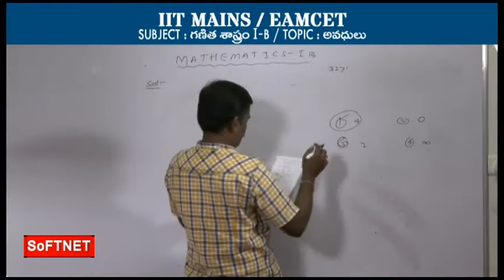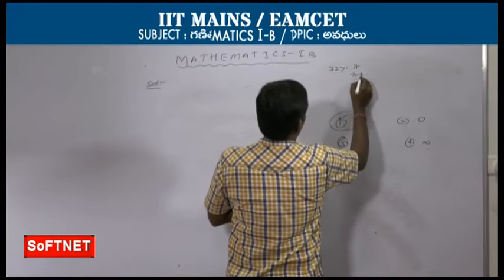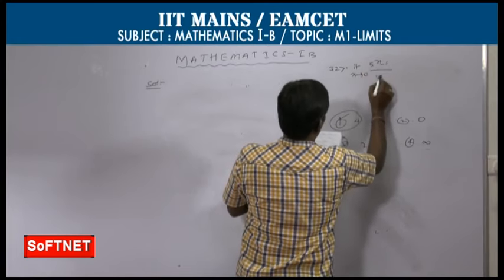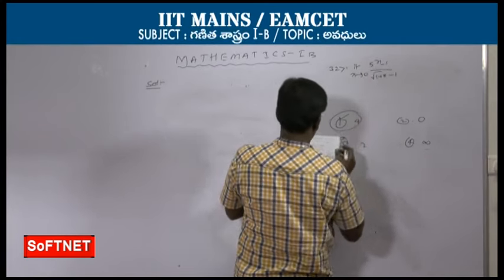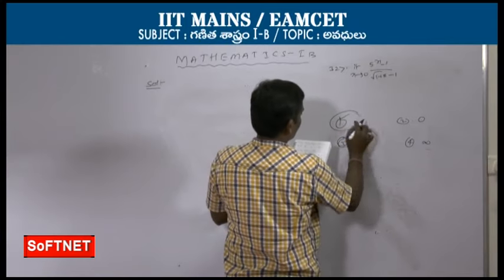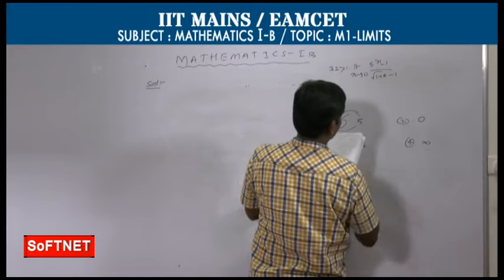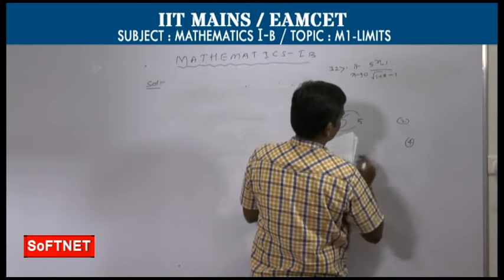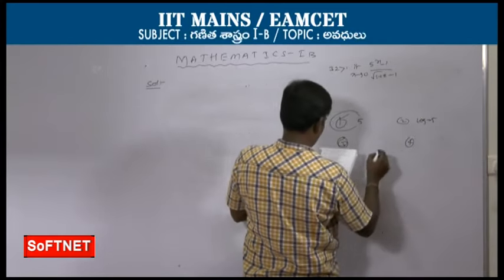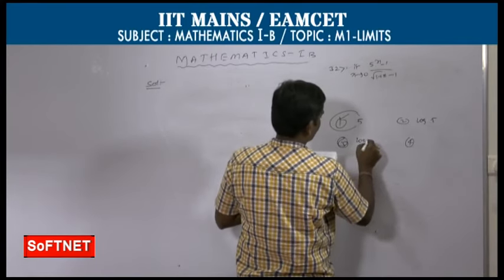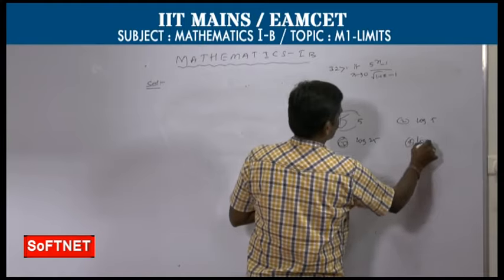Next question. Limit as x tends to 0 of (5 power x minus 1) by (square root of 1 plus x minus 1). The options are 5, log 25, log 5, log 25, log 2.